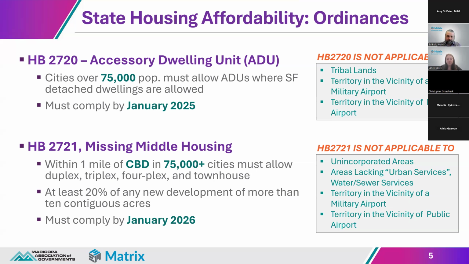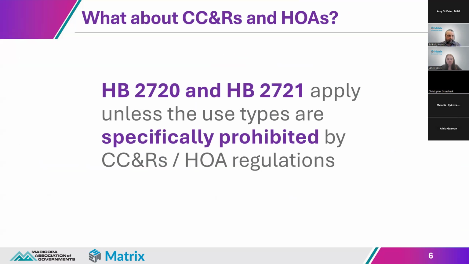Now, cities have a little bit more time to look at that. They have to get that complete by January of 2026. Many communities, Phoenix is one of them, is already moving ahead on both of this stuff to get ahead of this, and hopefully have their codes ready to go well before those drop dead dates come forward.